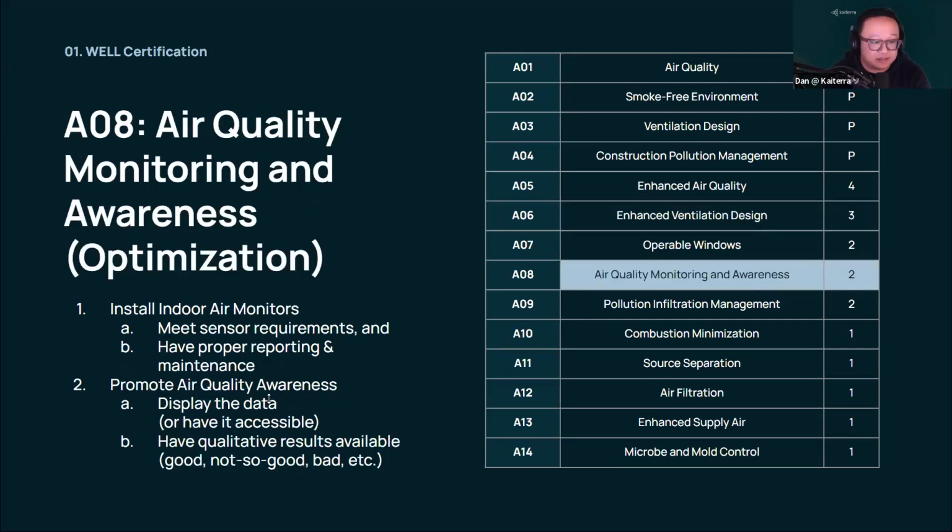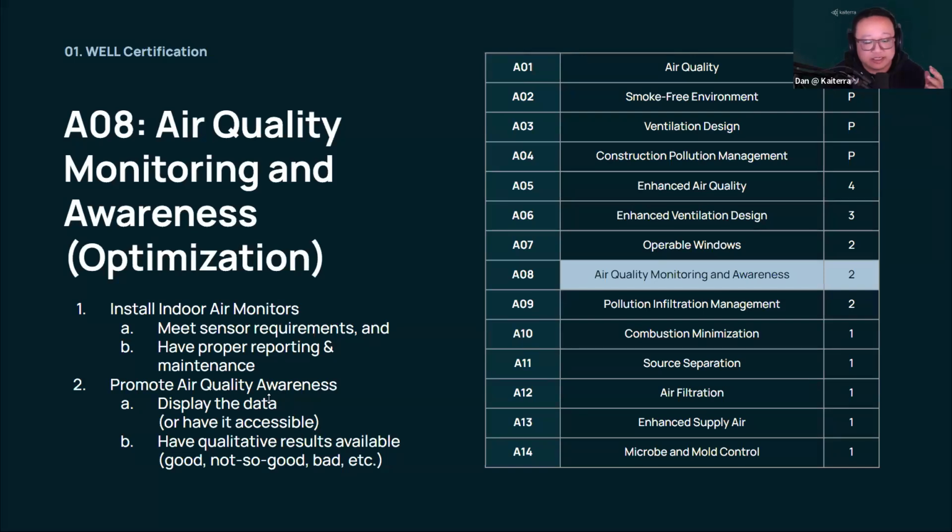And finally, A08, we're looking at air quality monitoring and awareness. Again, in optimization, so you can earn 2 points here. The first point looks at having you install indoor air quality monitors that measure at least 3 parameters from a list of those available. So this is going to be your particulate matters, your carbon dioxides, your TVOCs, your ozone, etc. You'll then want to take that data and submit it through the WELL digital platform for your certification or recertification, and also provide a proof of calibration with the device and the data that you're submitting.